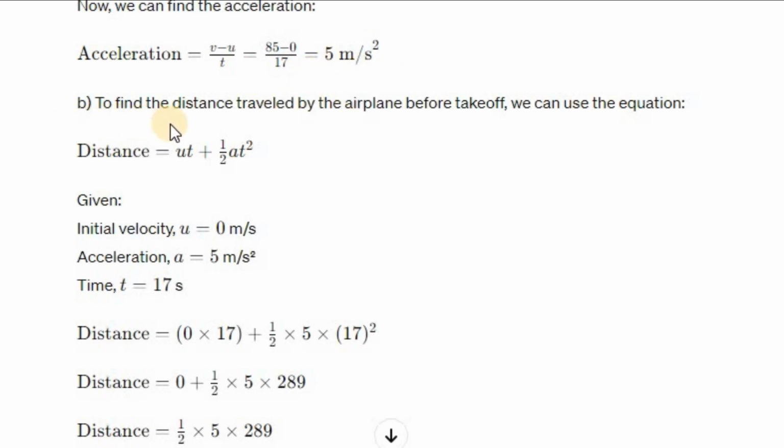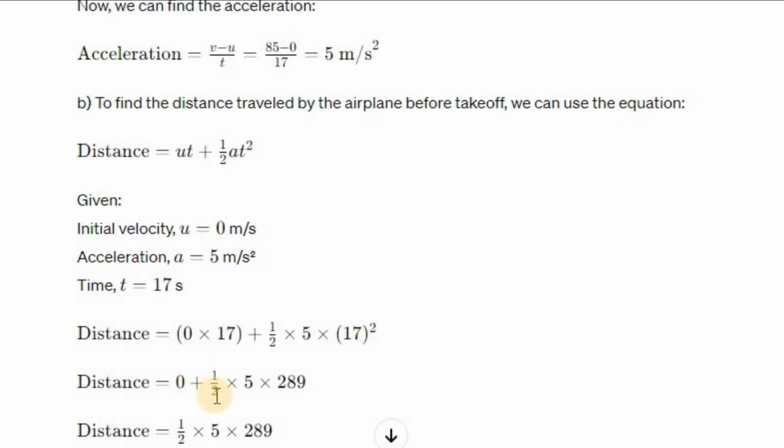B. To find the distance traveled by the airplane before takeoff, we can use the equation: distance equals v t plus half a t squared. Given that initial velocity equals 0 meters per second, acceleration a equals 5 meters per second squared, time t equals 17 seconds. Distance equals 0 multiplied by 17 plus half multiplied by 5 multiplied by 17 squared.